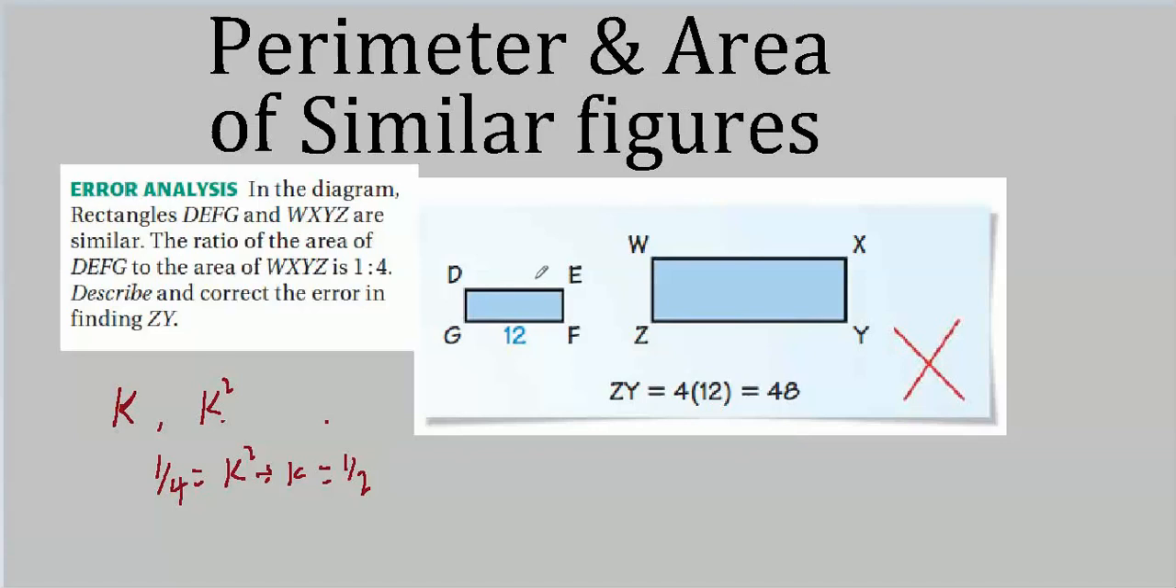But remember, we're going the other way. So this wouldn't be 4. This would be 2. And you should get 24 over here. He just misused this as the scale factor.